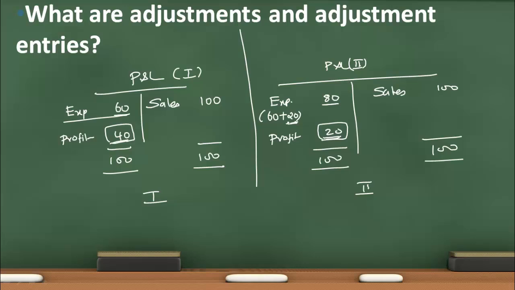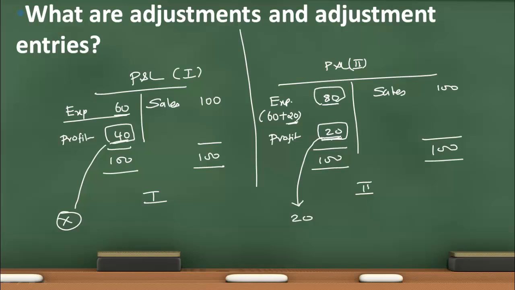So the real profit of the company is only 20. The meaningful evaluation of scenario 1 and 2 will tell us the true and fair profit of the company is only scenario 2 profit, that is 20, and not scenario 1 profit. And how did we get the true and fair profit in scenario 2?